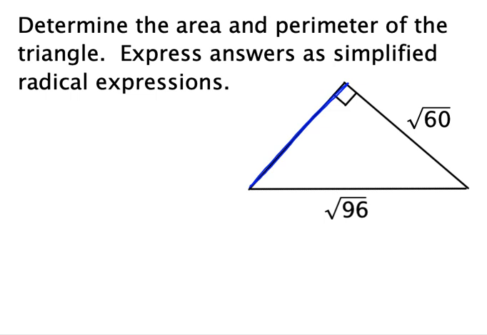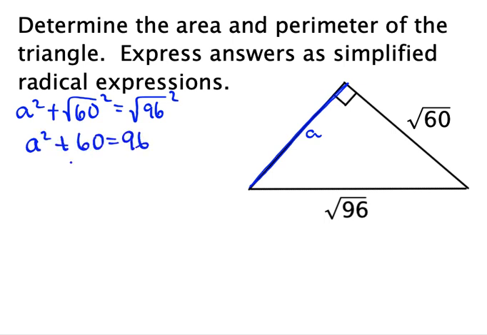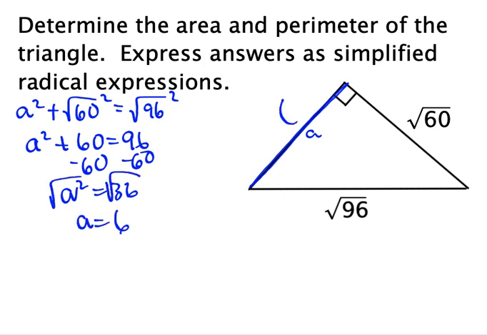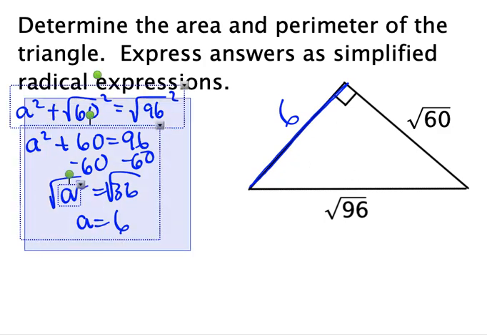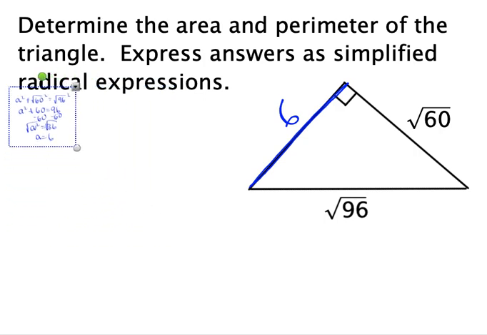It looks like if we call this a, this will be a squared plus the square root of 60 squared equals the square root of 96 squared. This is a squared plus 60 equals 96. We can subtract the 60. A squared equals 36, and lucky for us, that is a perfect square. So this side length is 6. And I'm going to go ahead and shrink out that information. We did find that it is 6.